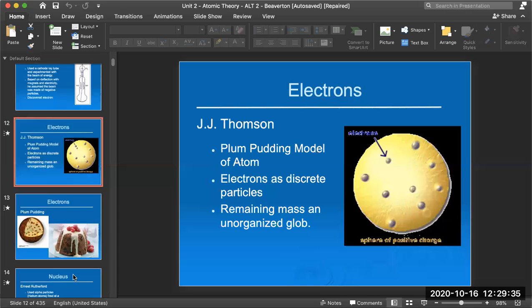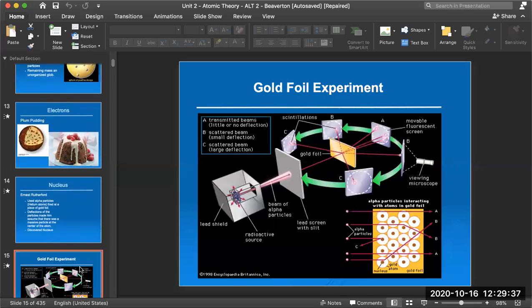So he tells his graduate students, here's what I want you to do. I want you to set up an experiment where we have this gun, and the gun is going to shoot helium atoms.